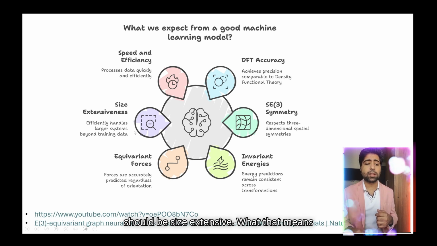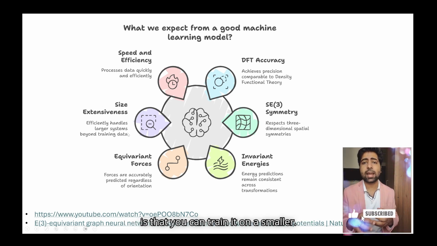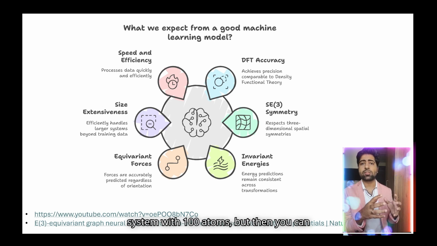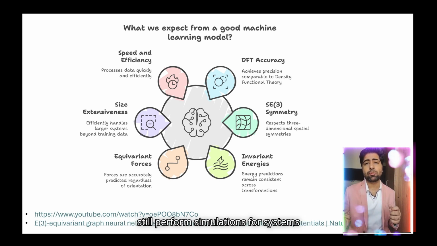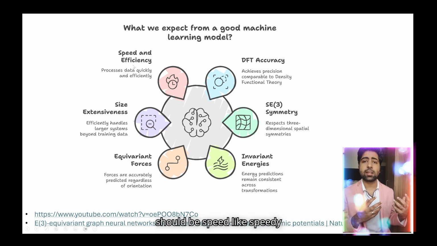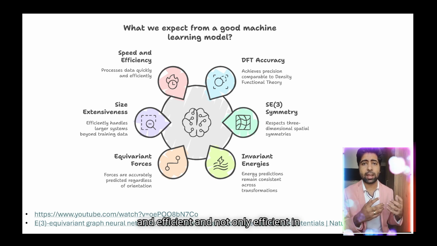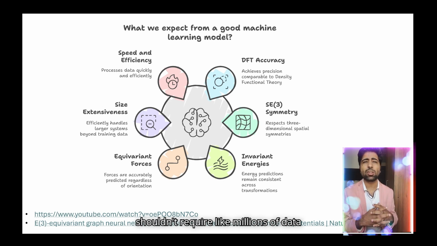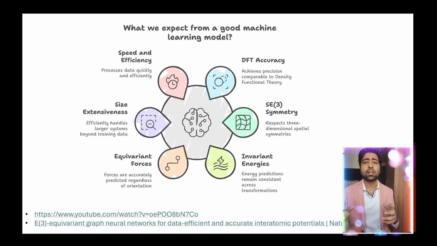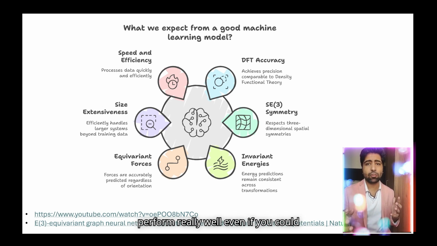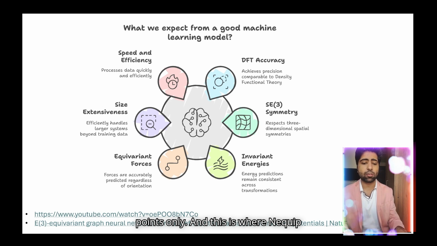And then the model should be size extensive. What that means is that you can train it on smaller sized data. Let's say you train it on a system with 100 atoms, but then you can still perform simulations for systems with thousands of atoms. And finally, it should be speedy and efficient, and not only efficient in terms of computation time, but also efficient in terms of data set. So you shouldn't require millions of data points to train your model, but it should perform really well even if you could train it with thousands of data points only.